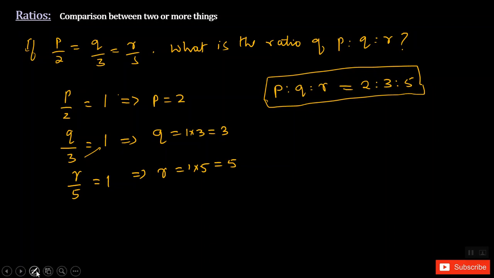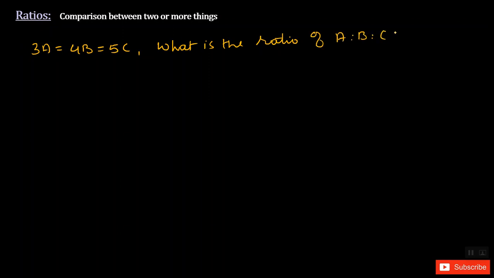Alright, so let's take another example. This is with the division. You may also get a question saying 3a is equivalent to 4b, which is also equivalent to 5c. Now, what is the ratio of a is to b is to c? So they have given it in this way, and the question is, what is the ratio of a is to b is to c?